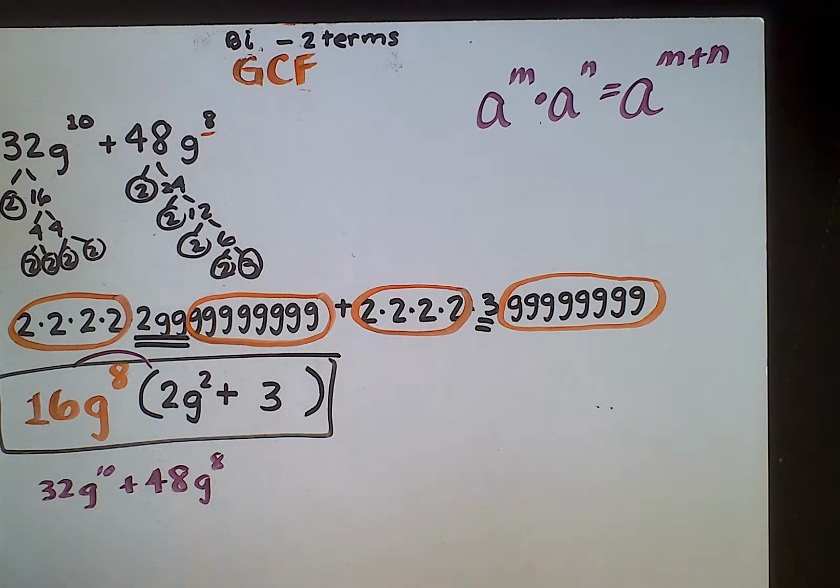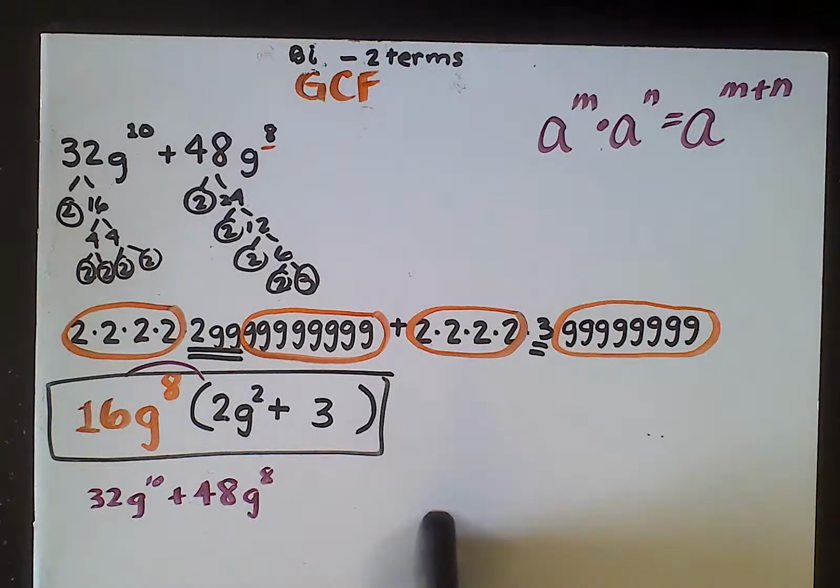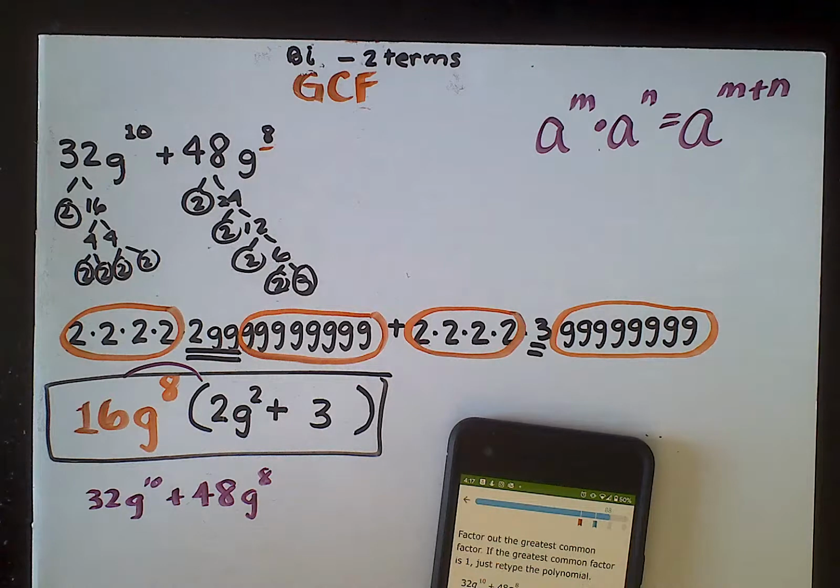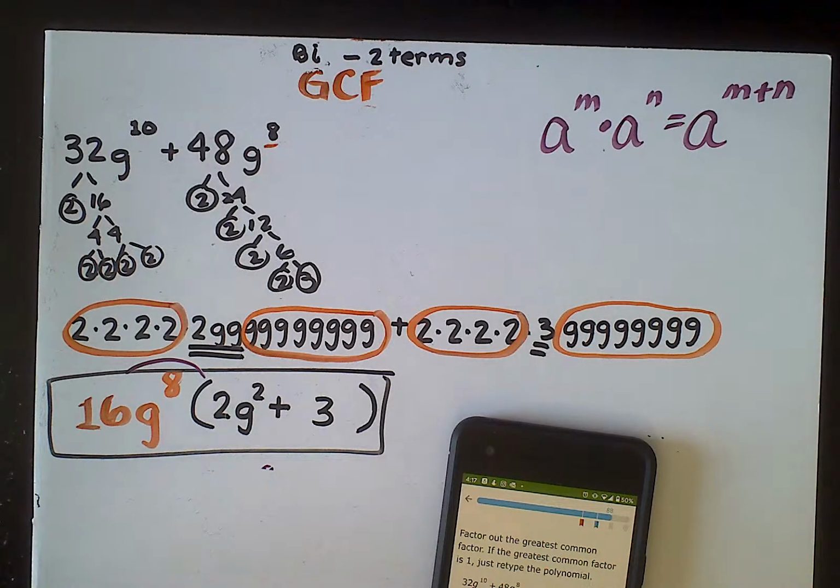Okay. Whoop, sorry. All right, 32. Nope, nope, nope. About to make the same mistake. 16g to the 8th, times 2g squared, and plus 3. Okay. Okay, good.